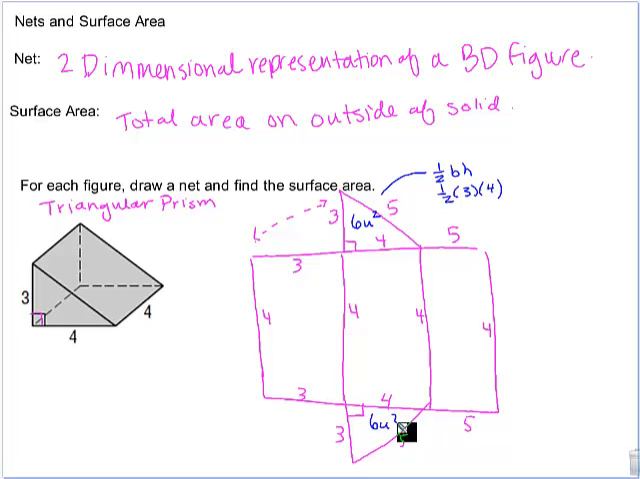Okay, far left is the rectangle. How would I find the area of that? Base times height. So in this case it is 3 times 4, so 12. So there's 12 units squared there.